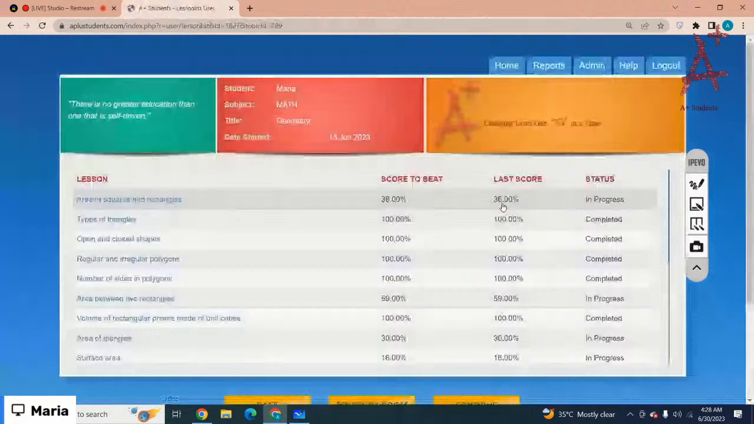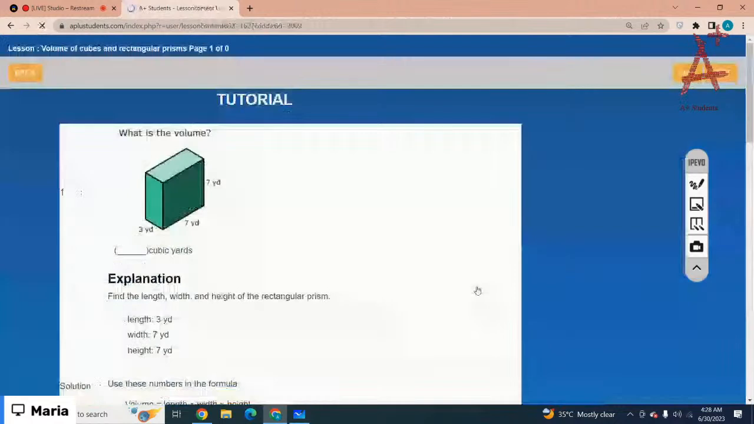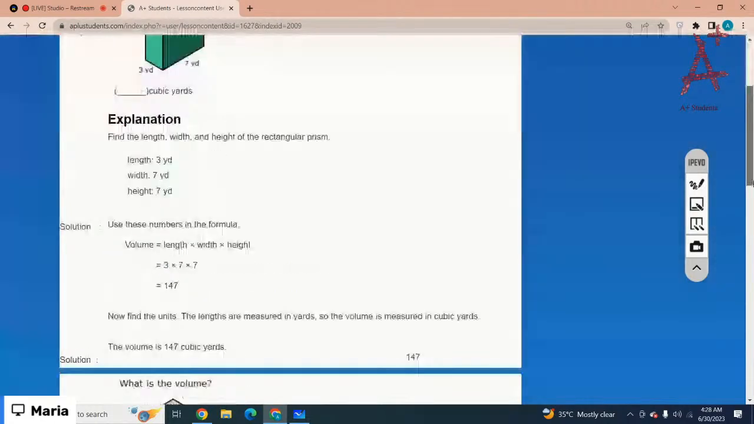And the next lesson is volume of cubes and rectangular prisms. You are given a rectangular prism, and you have to calculate the volume. You are given the measurements: the length, the width, the height. The length is 3, width is 7, and height is 7. For the volume, you have to multiply length times width times height. So just multiply all three values. It would be 147.